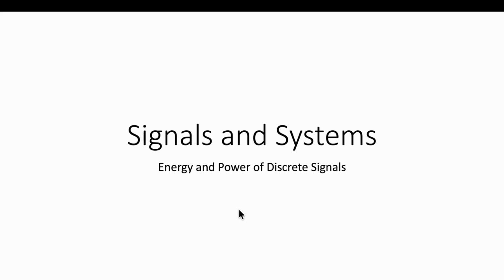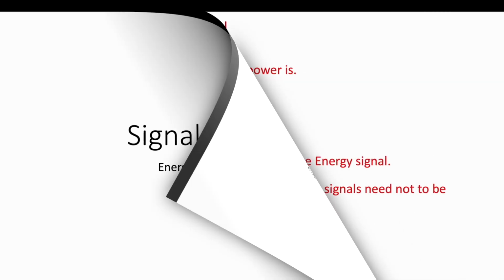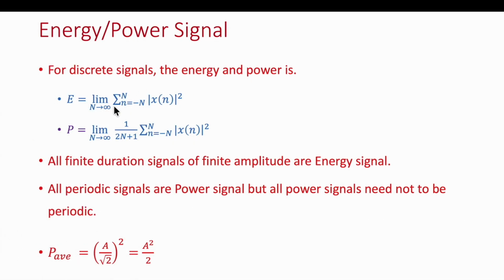In this video, we will discuss how to calculate the energy and power of discrete signals. For a discrete signal, the energy and power are defined by these equations, where E is equal to the limit as n tends to infinity of the sum from -n to +n of |x(n)|². And the power is given by the limit as n tends to infinity of 1/(2n+1) times the sum from n = -N to N of |x(n)|².